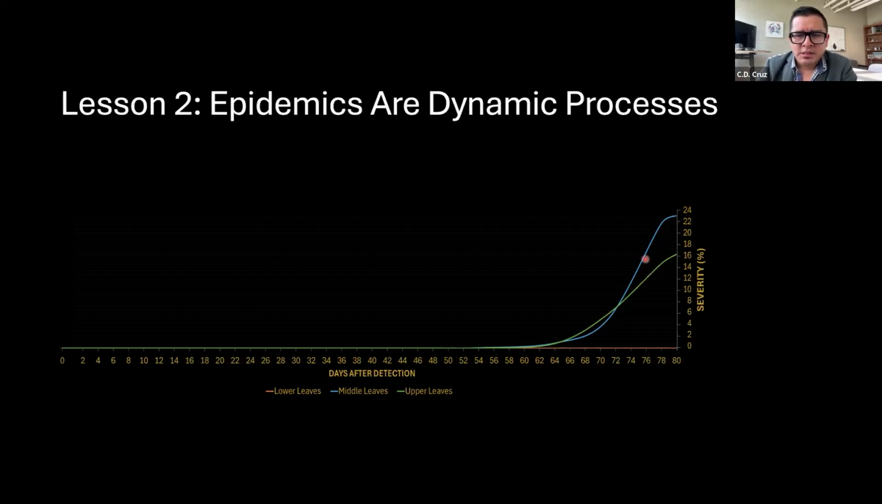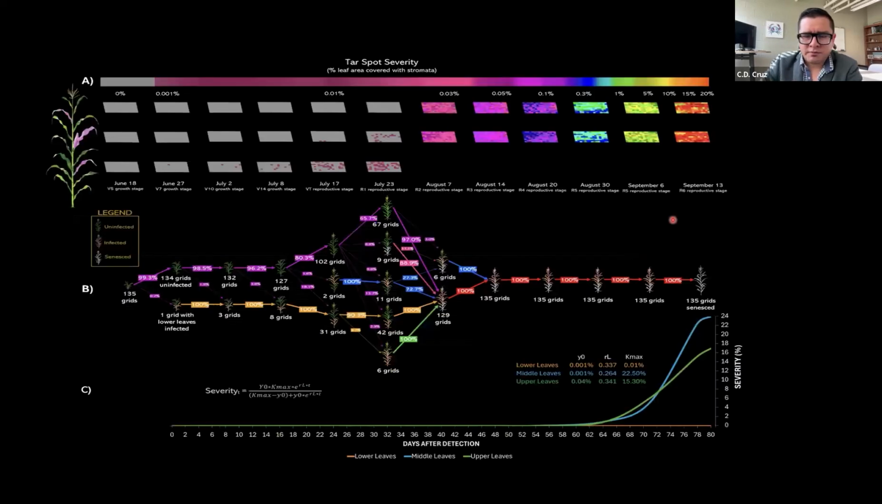So in some cases, the lower leaves, although they develop disease, at some point they will die, they will senesce, and so no more disease will continue to increase. But the disease and the pathogens would start to move into the middle canopy and the upper canopies. And so you see a type of S-shaped curve.